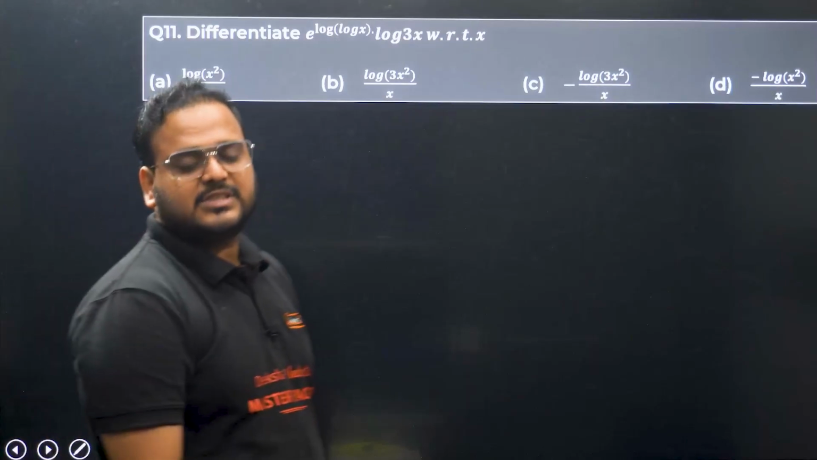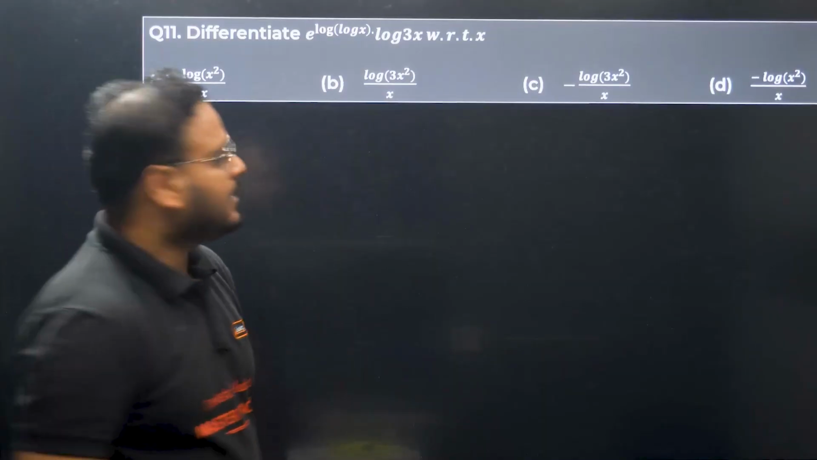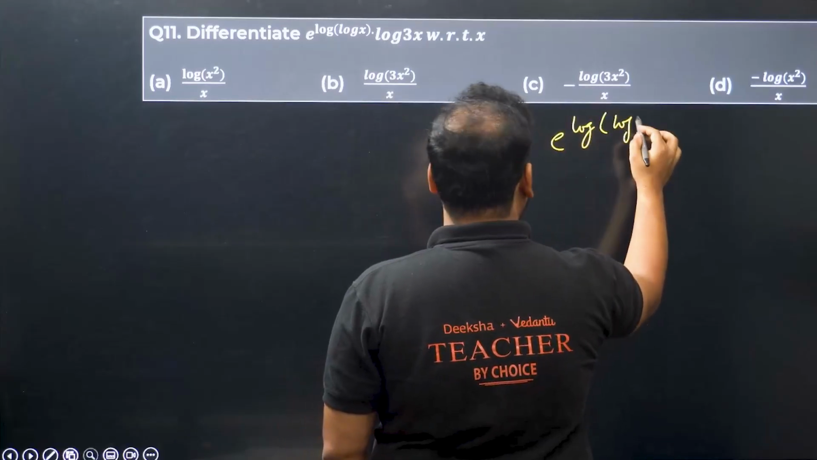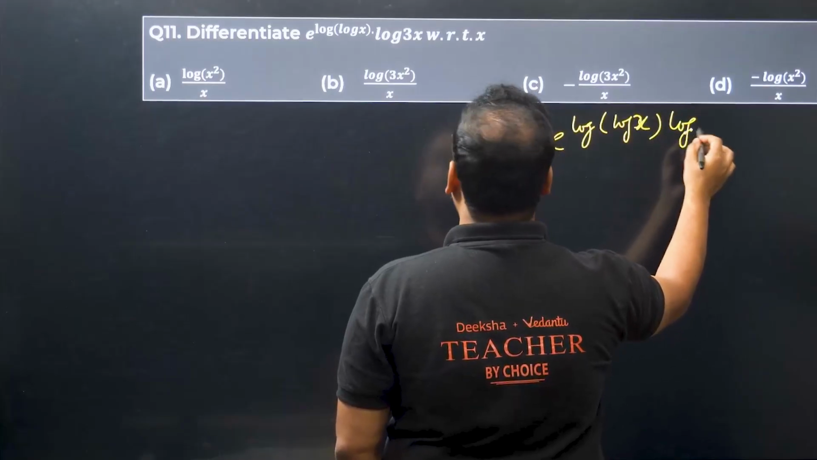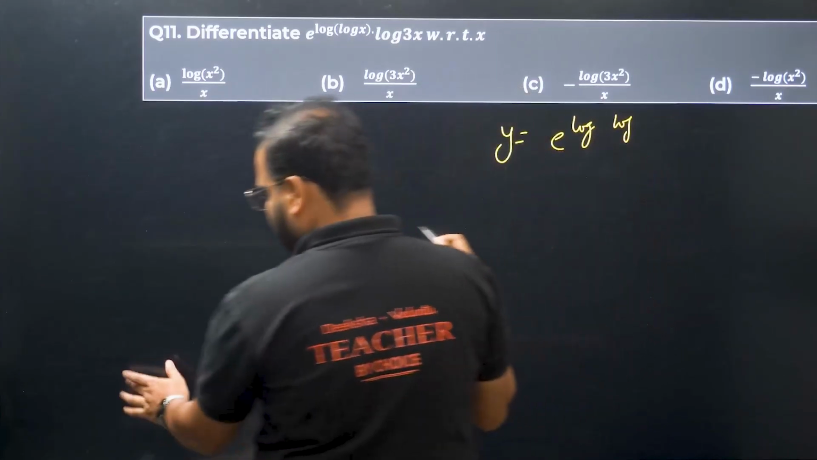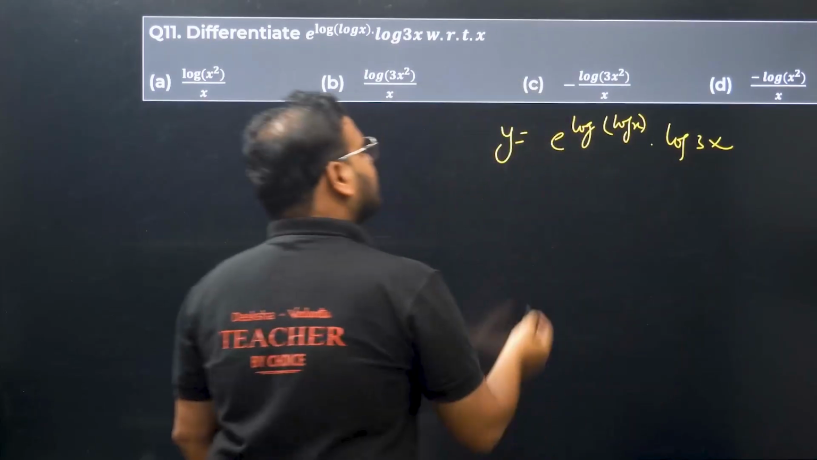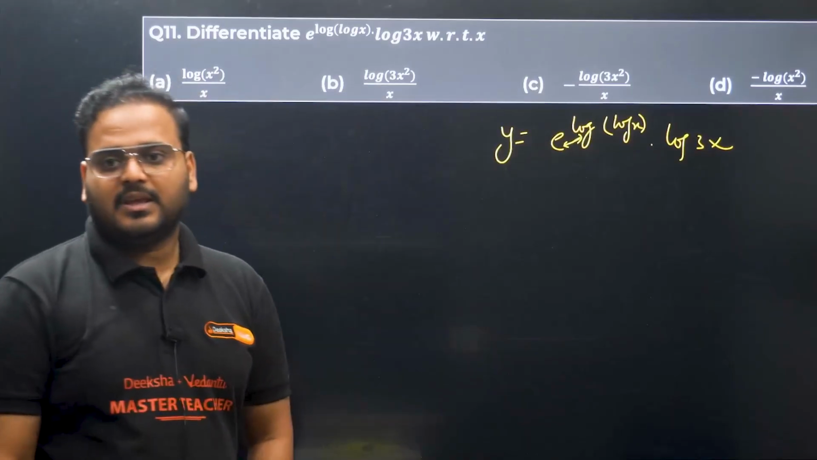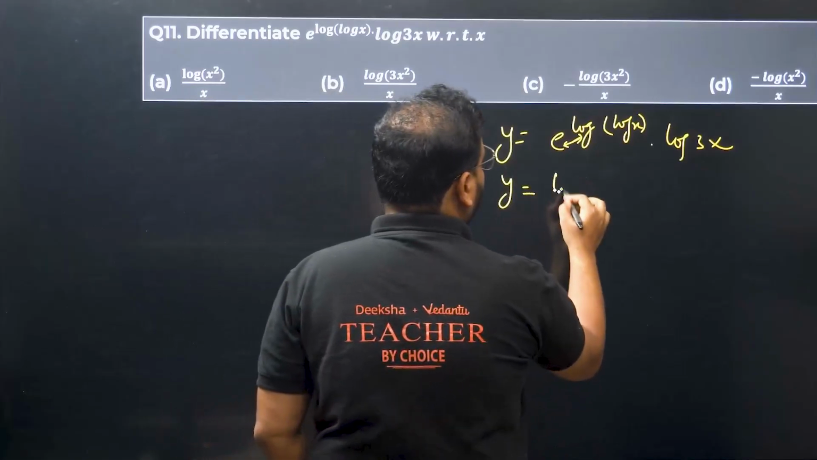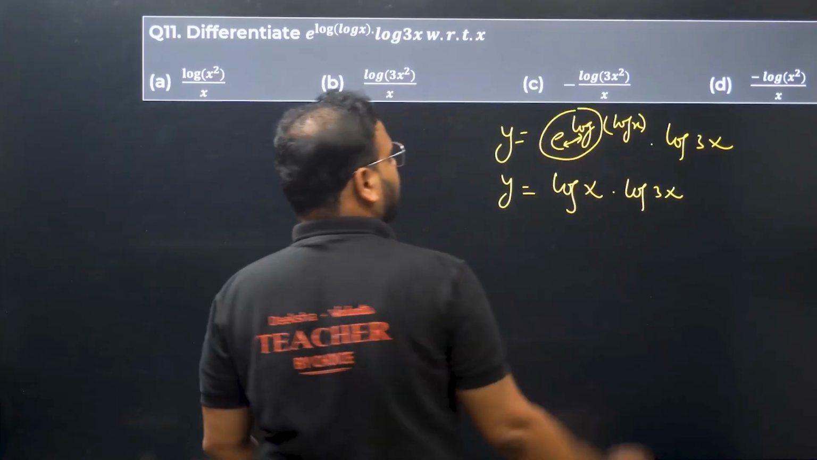Question number 11 now. Just a few questions to go and we'll complete our session. Differentiate e power log x, times log 3x. Same approach. y equals e power log of log x, excuse me, there's a mistake, this is simply x actually, and this is in the base over here. So log x and log 3x. e and log are inverse functions, so e power log will take the inverse out. So we'll have simply y equal to log of x times log of 3x. Only log x will be left.